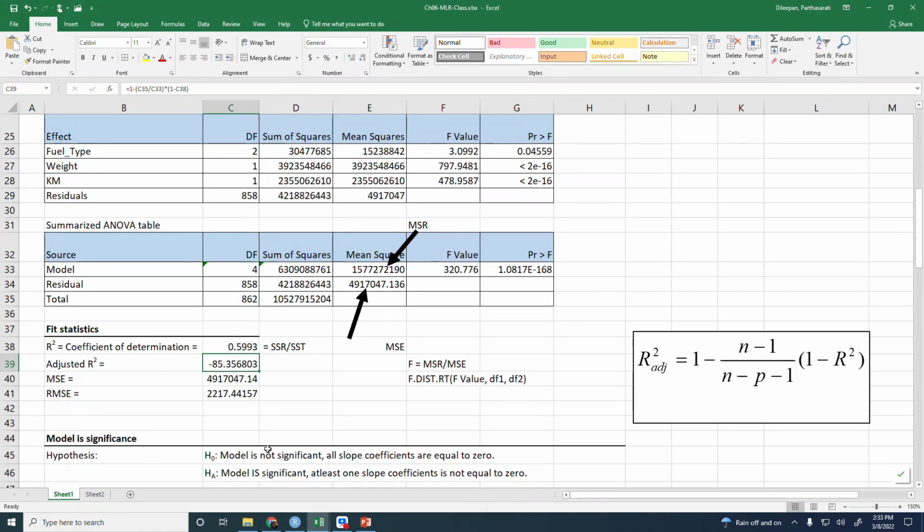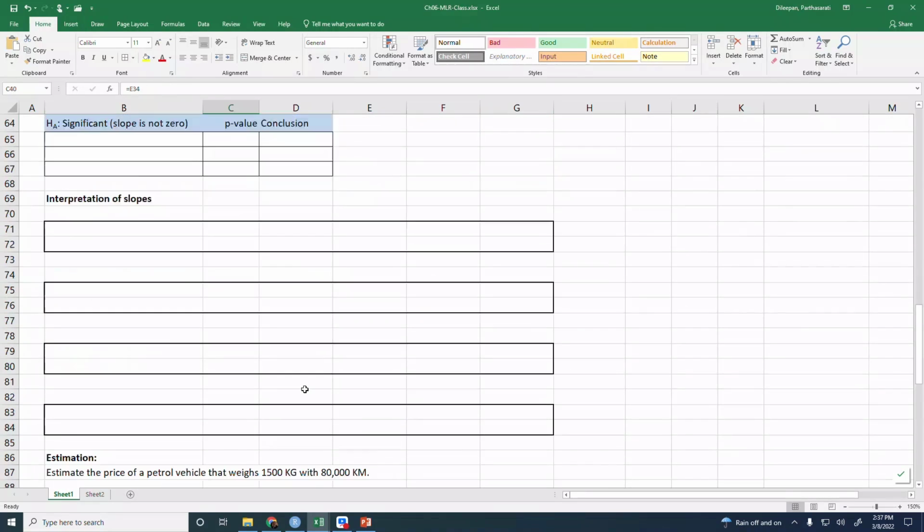Okay, I made a mistake. It can't be negative. That's p. So this is n minus p minus 1. So this should be that. So that's the right answer.